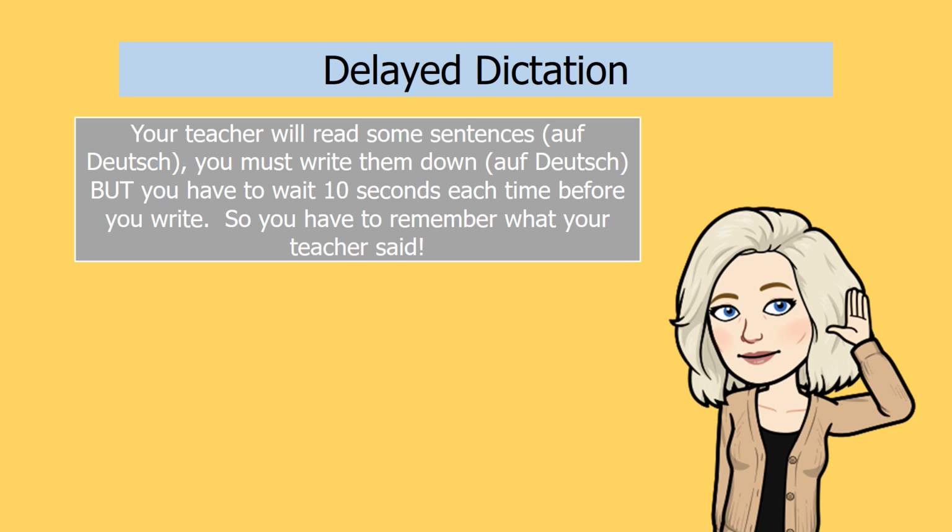Number 3. Ich gehe in Altrincham einkaufen. Ich gehe in Altrincham einkaufen.